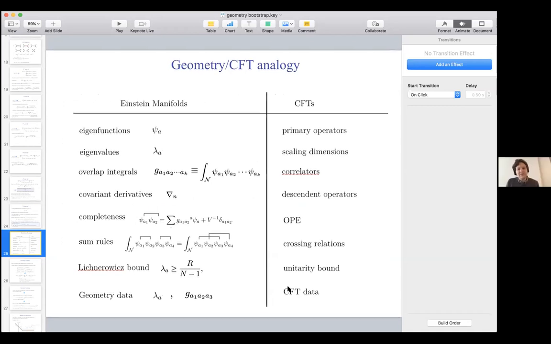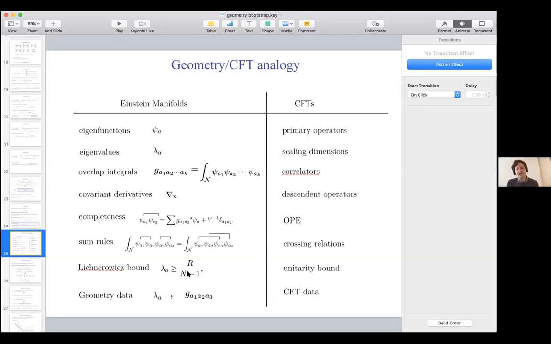Okay, so there's an analogy between all this and what CFT bootstrap people do. We can think, if you like, of these eigenfunctions as like primary operators of a CFT. We can think of the eigenvalues as like the scaling dimensions of a CFT. We can think of these multiple overlap integrals as like correlators of a CFT that we're trying to compute. The covariant derivatives that we saw inserted in here, we can think of as like descendant operators of a CFT. This completeness relation that we use, we can think of as like the operator product expansion of a CFT. The various sum rules that we saw are necessary for the correct behavior of the Kaluza-Klein theory. These are like crossing relations for CFT correlators.